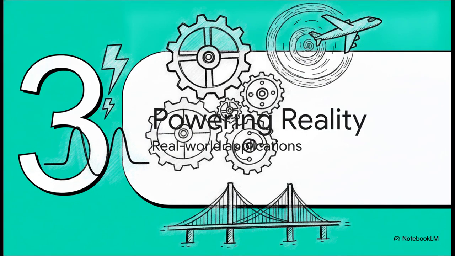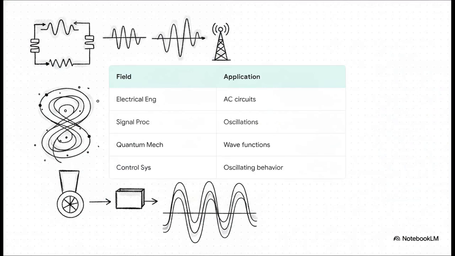Section 3, powering the real world. Now, you might be thinking, okay, this is a lovely piece of abstract math, but why does this specific rotation actually matter to me? Well, let's pivot from abstract theory to tangible reality. Why does this exact mathematical behavior matter so deeply to modern science and engineering? And this brilliantly illustrates how this formula isn't just some theoretical curiosity. It is a foundational tool.